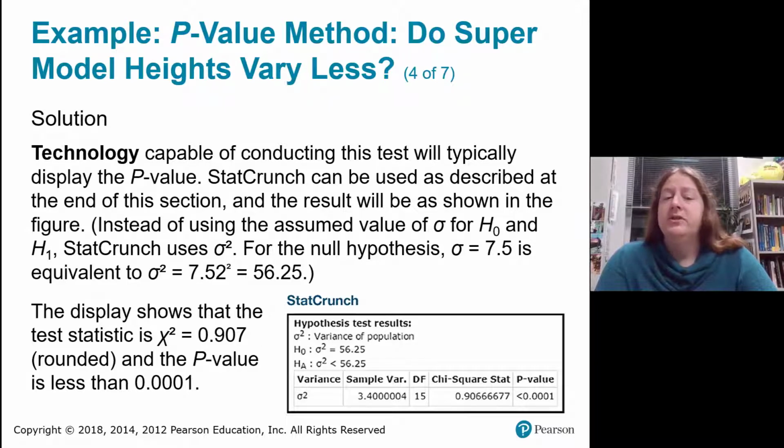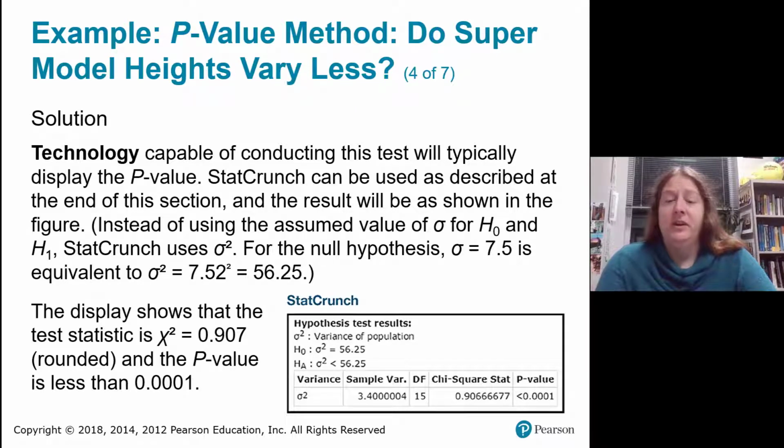And so if we were to use technology, we would put in what we were looking for, and we would get a value. They would say the p-value is less than 0.0001, right? And they tell us that our chi-square statistic is 0.907 if we round it to 3 decimal places. So technology can do this for us, but again, we're just reading the output of our technology. Make sure that that box makes sense to you.